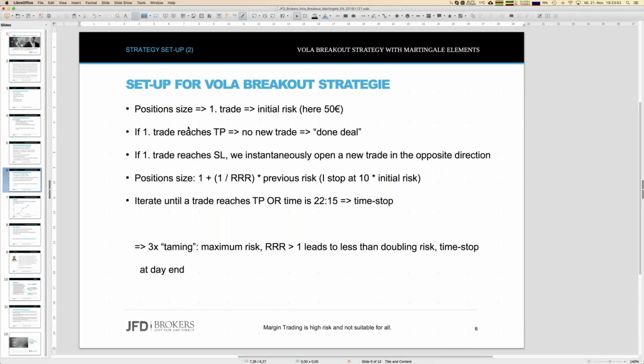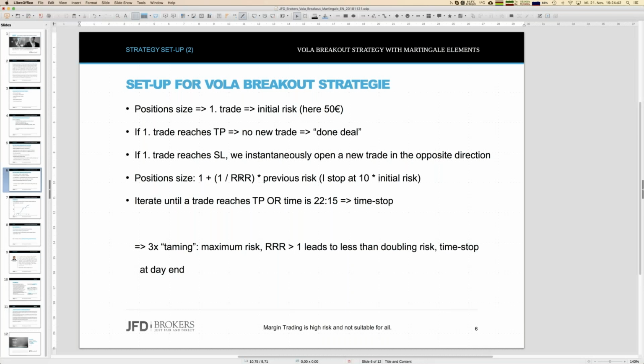So if it would be the fourth trade, then we need to get back all the lost money for the other trades. In order to do so, and if you do the math behind, then you will realize it's quite easy. It's the simple equation 1 plus 1 divided by risk-reward ratio. In my case, with a risk-reward ratio of exactly 1, it's exactly that doubling. Because if I put it down into the equation here, then I have 1 plus 1 divided by 1, which is 2. And that is my multiplier for my risk.